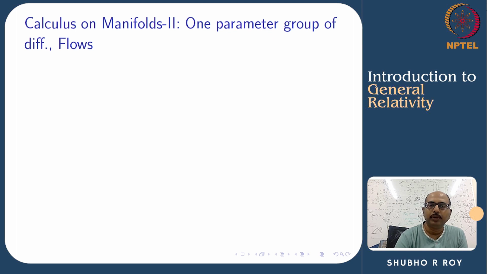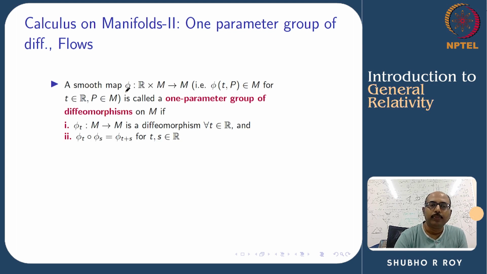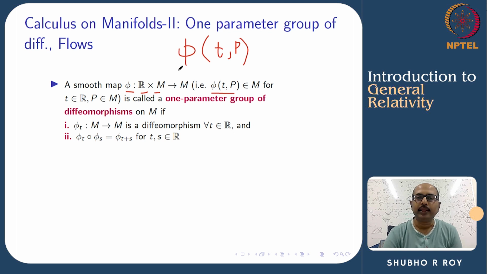All right, now let me discuss the notion of a one-parameter group of diffeomorphisms. So let me first state the definition. A one-parameter group of diffeomorphisms is defined to be a smooth map phi from R times M to M. As an input, it takes one real number and a point on the manifold, and then the output is also a point on the manifold. It also belongs here. Okay?